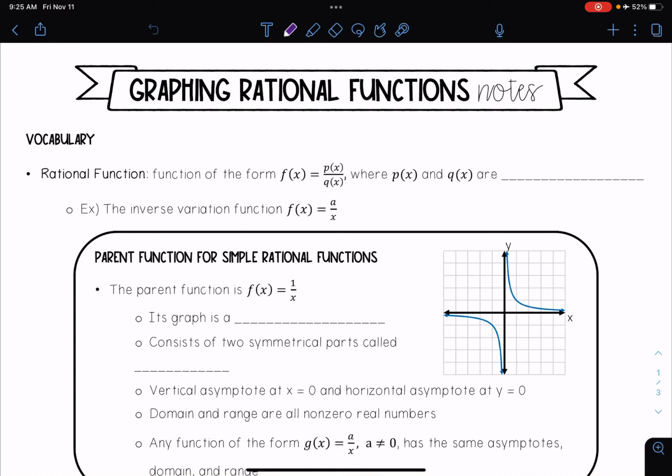Hello everyone, today we're going to be talking about graphing rational functions. So first, for some vocabulary, a rational function is a function of the form f of x is equal to p of x over q of x, where p of x and q of x are polynomials. An example would be the inverse variation function, which we talked about last time, f of x is equal to a over x.